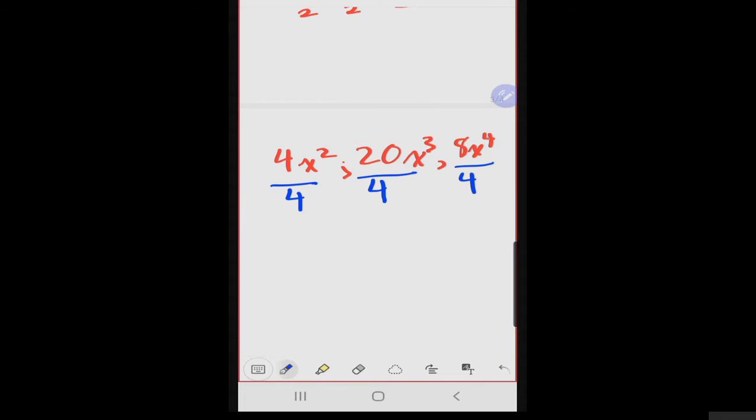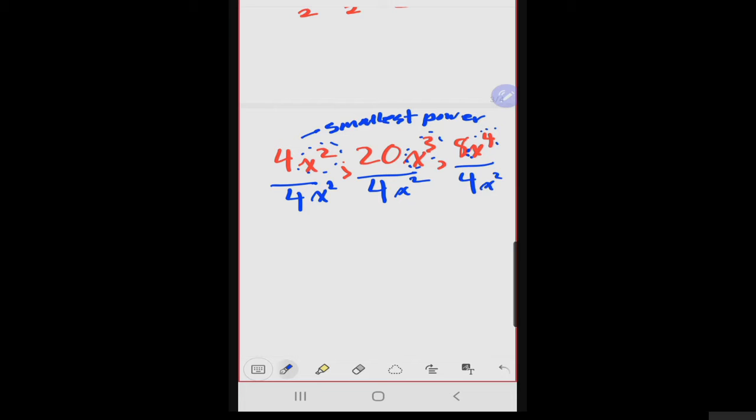Now I have to look for the lowest power of x. So this is x to the 4. Nope. This is x to the 3. Nope. But x squared is the smallest. So we're always looking for the smallest power for variables. This was great. So that means you've got x squared and x squared and x squared, right?